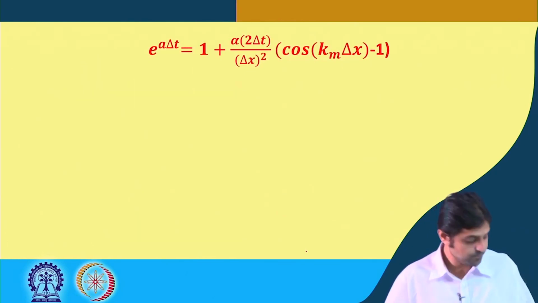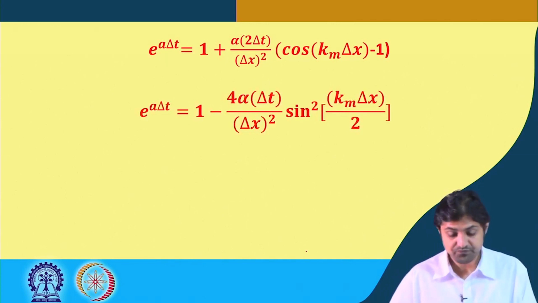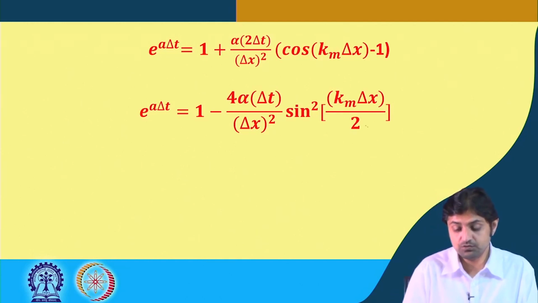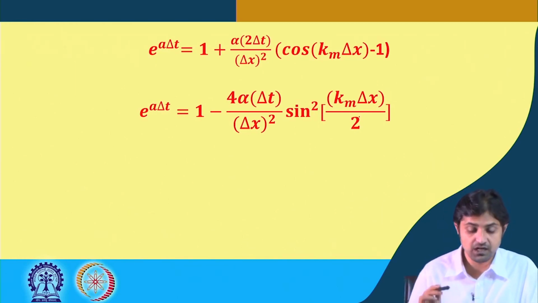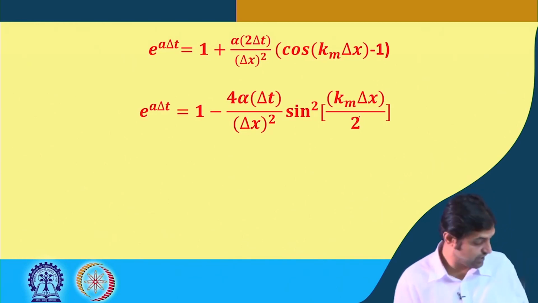Or we can write it in terms also of sine square by 2 term. So it becomes 1 minus 4 alpha delta t by delta x square sine square km delta x by 2. The derivation is not in your scope, but we will finally look at the answer, the result that we are going to get.